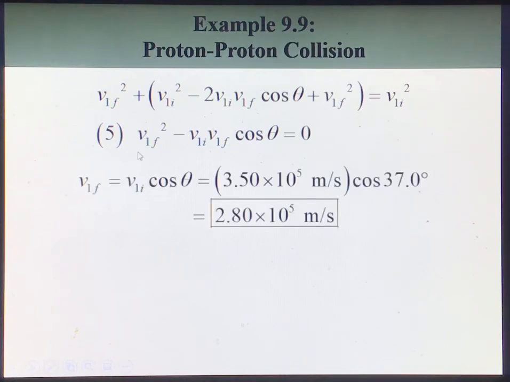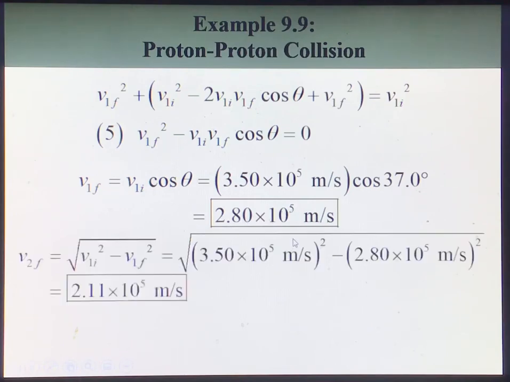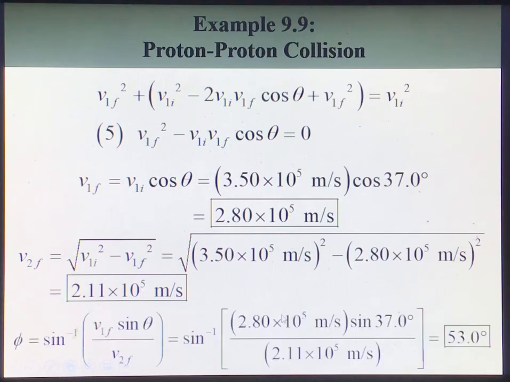Solving that equation, you get your v1 final, which is 2.8 times 10 to the power 5 meters per second. Now, since we know what v1 final is, we can go back to our kinetic energy equation and plug in that value to get v2 final. If I do that, I get 2.11 times 10 to the power 5 meters per second. Then if I go back and use one of those conservation equations, that will help me get the deflection angle phi for my second proton, and I get a value of about 53.0 degrees.